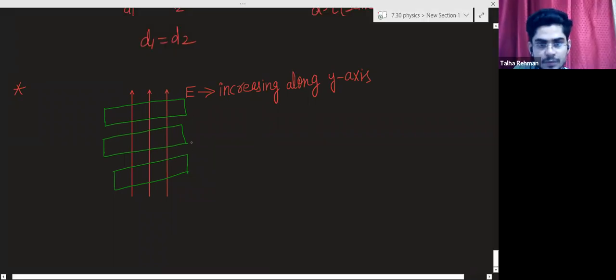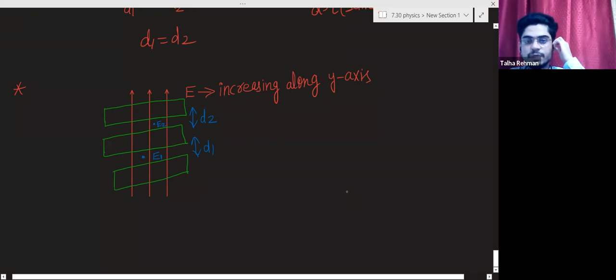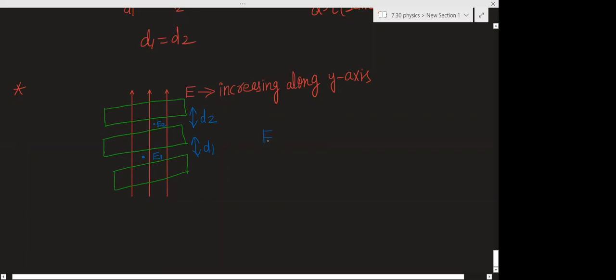And this is d1 and this is d2. Suppose at this point the electric field is E1 and at this point the electric field is E2. So which one will be greater, E1 or E2? It will be equal, right?